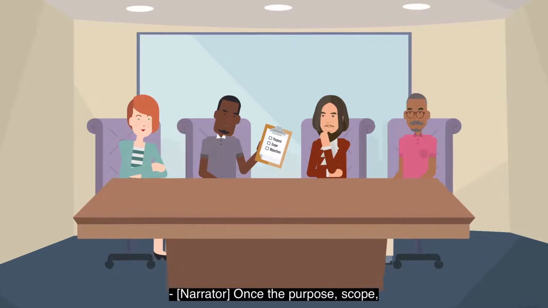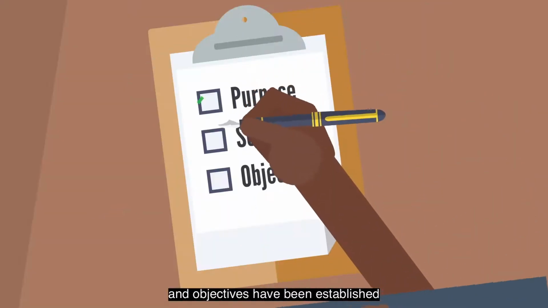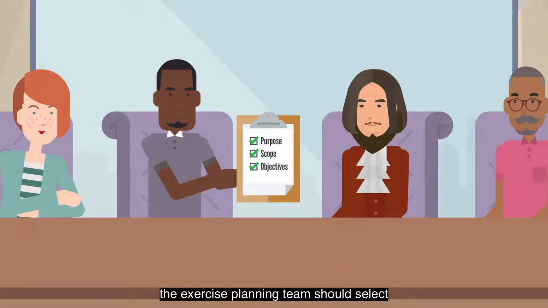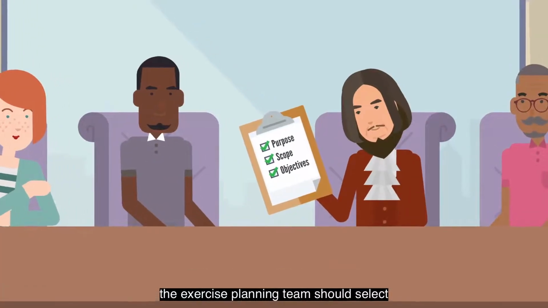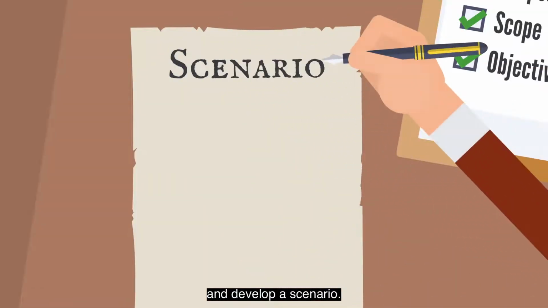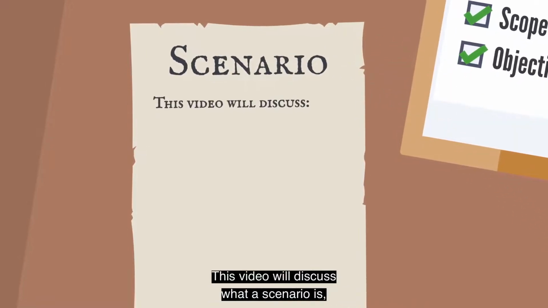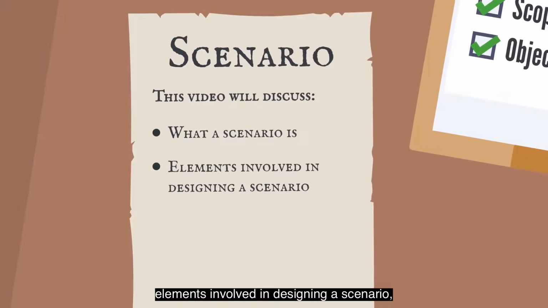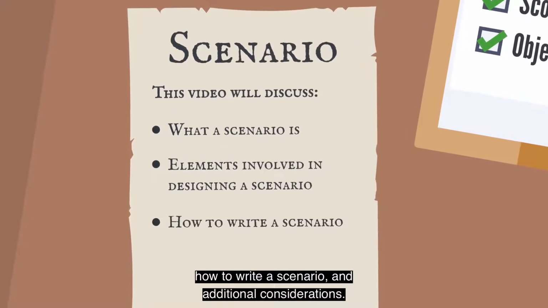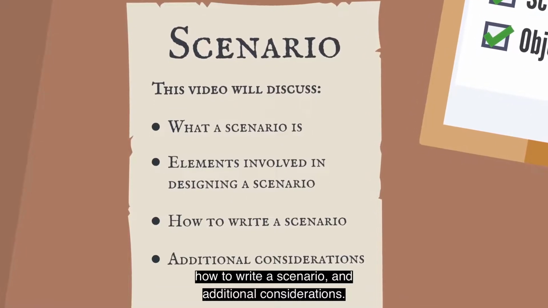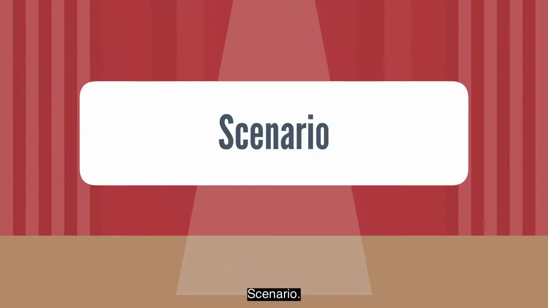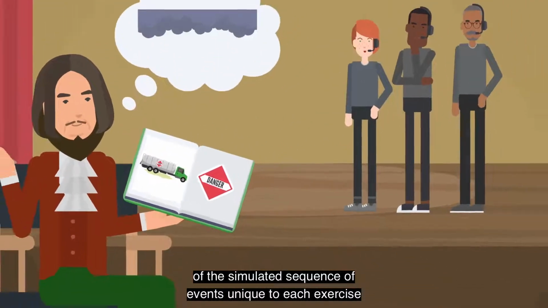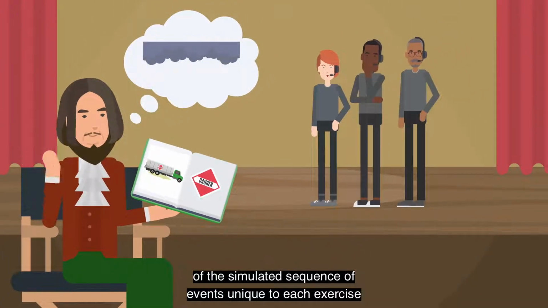Once the purpose, scope, and objectives have been established in the design and development phase of exercise planning, the exercise planning team should select and develop a scenario. This video will discuss what a scenario is, elements involved in designing a scenario, how to write a scenario, and additional considerations.